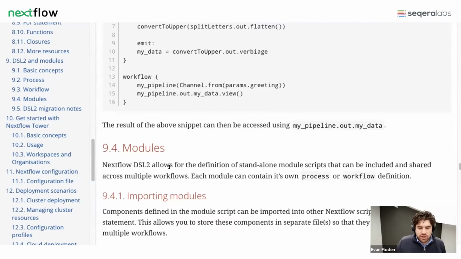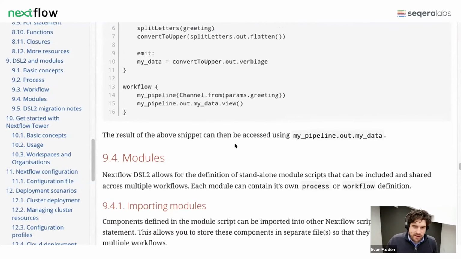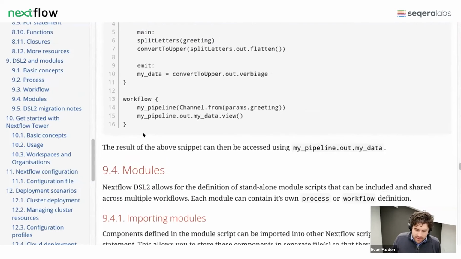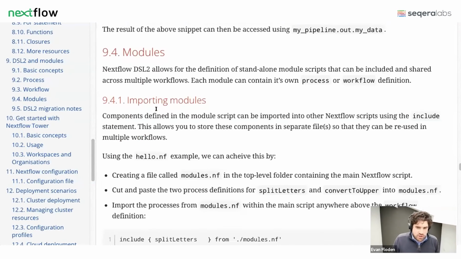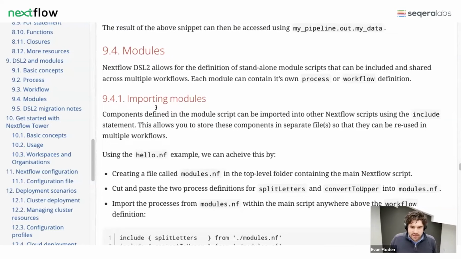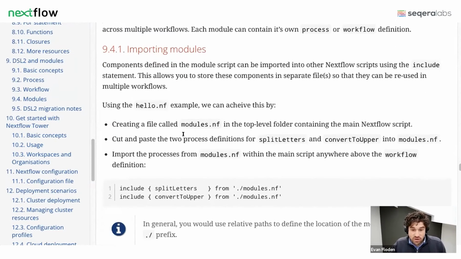So the main changes are splitting off, removing those channels, and then defining the workflow outside of the processes. The other key part to it is the modularization of it. And the modularization allows you to pull in files from different locations. So in this case, we could define, for example, split letters and convert to upper in different files. So we can go through this together as well.